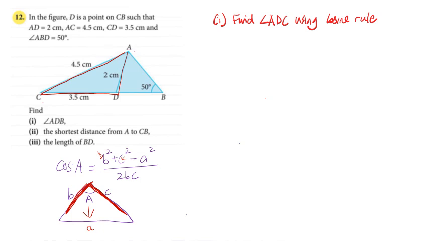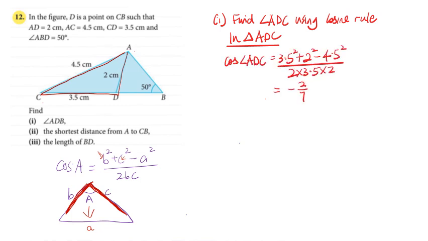Right, so this is what we're going to do. We're going to find angle ADC using the cosine rule. So in triangle ADC, we're going to replace your angle A with ADC. Okay, and then your B would be 3.5. This is your value for B. C, this is the value for C. Minus, of course, the opposite side, it's your 4.5 squared. All right, you get negative 2/7. So cosine inverse of that will give you angle ADC.